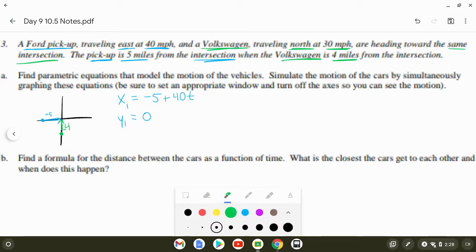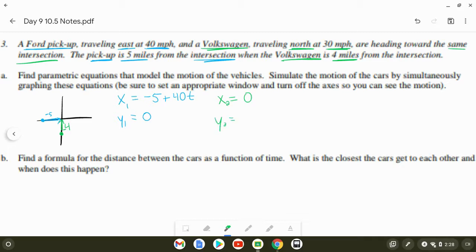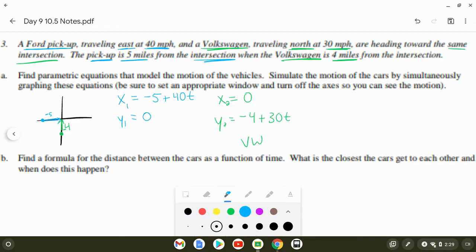The Volkswagen, on the other hand, has a horizontal distance of 0 because it's going due north. The vertical distance would be -4, going north at a speed of 30 miles per hour, where T is your time in hours. So here are our parametric equations: this is the Volkswagen, and there's the pickup.